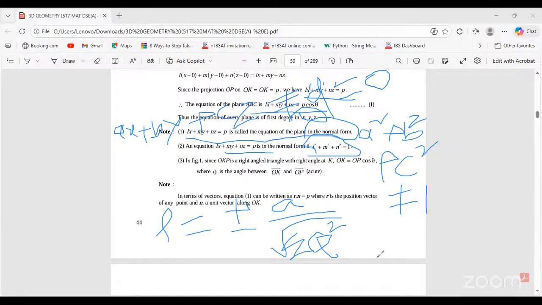Now L equals this one and M equals plus or minus b by summation. The denominator is the same for all of L, M, N. Here M equals plus or minus b by under root of a square plus b square plus c square, and N equals plus or minus c by under root of summation a square.